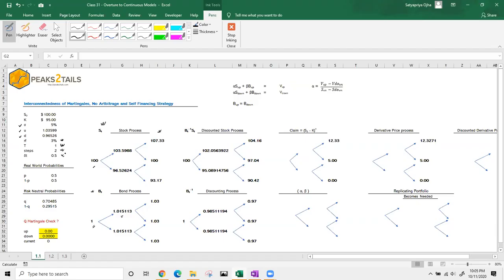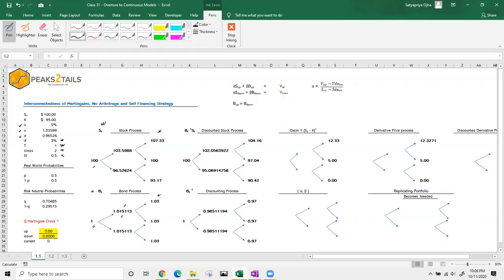Now, this is how the bond price will grow. It is deterministic. There is nothing random about it. We totally know how it will grow. So this is e to the power rt, then e to the power r delta t, then e to the power r times 2 delta t. Is there any question on these two?